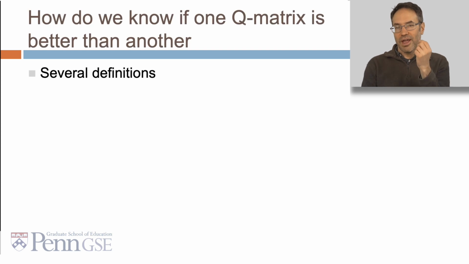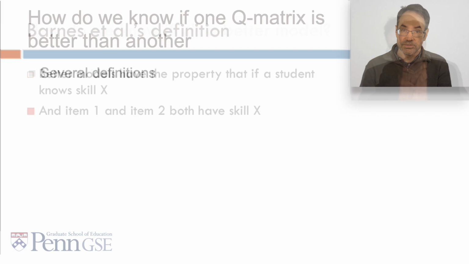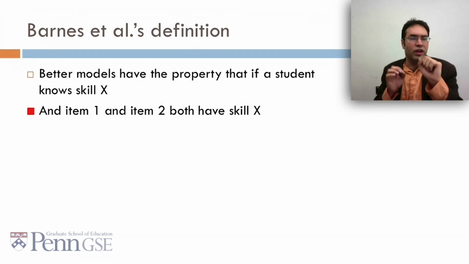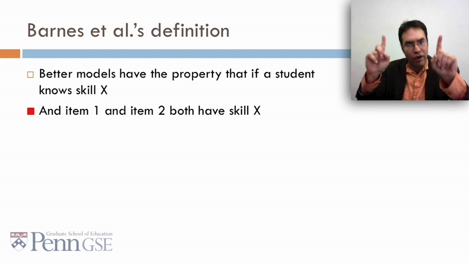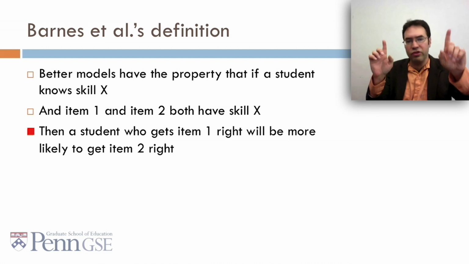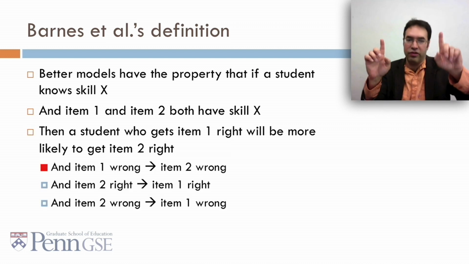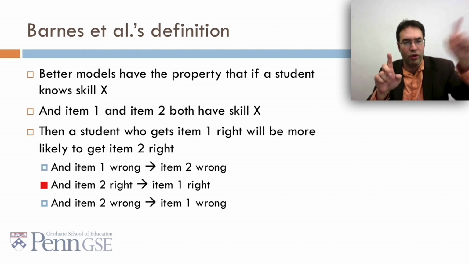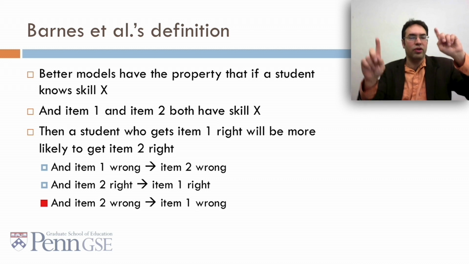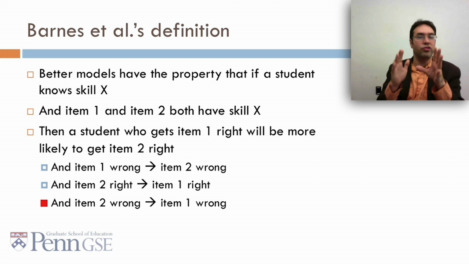But you might ask, how do we know if one Q matrix is better than another? There's several ways to look at it. The definition that Barnes and colleagues use is that a better model has the property that if a student knows skill X and item 1 and item 2 both involve skill X, then a student who gets item 1 right is going to be more likely to get item 2 right. And if a student gets item 1 wrong, they'll get item 2 wrong. And if they get item 2 right, they'll get item 1 right. And if they get item 2 wrong, they'll get item 1 wrong. So in other words, performance on 2 items that involve the same skill should be connected.